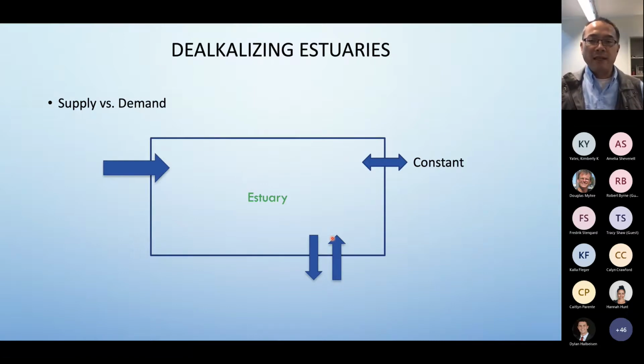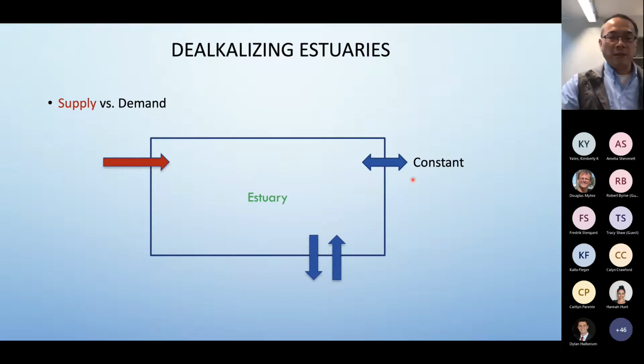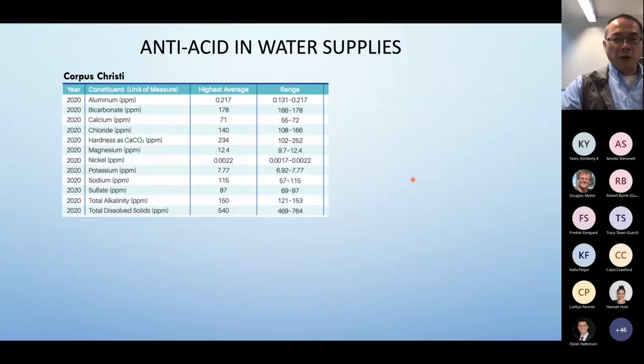Okay, so if we look at the mass balance, very simple conceptually, we have the supply and we have demand. And we have to assume that the exchange between the estuary and coastal ocean has remained more or less constant. So then what happened to supply could alter alkalinity. So let me show you what I got.